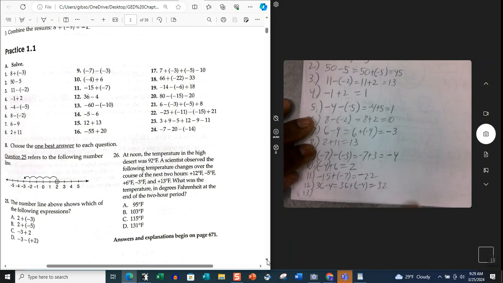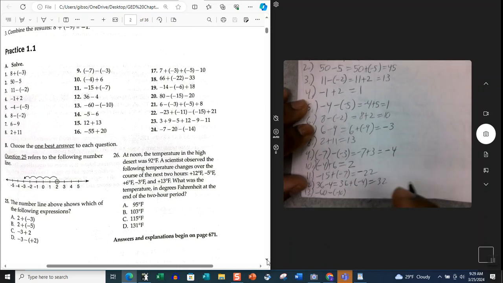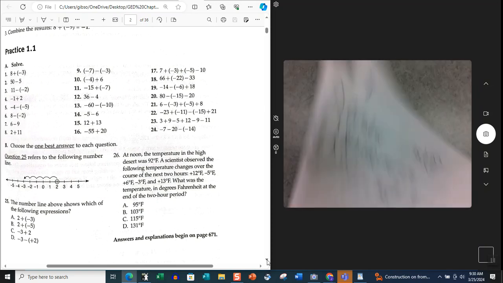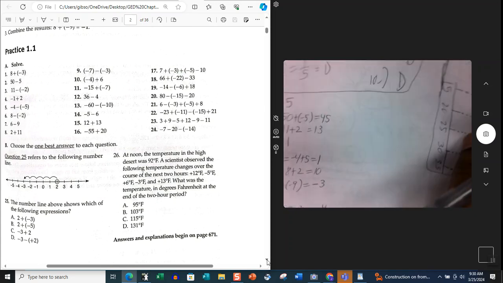Problem 13, we had negative 60 minus a negative 10. Now this goes back to problem number 3 and also problem number 6. We have minus a negative, and also problem number 9. So this would give us negative 60 plus 10. Now 60 is larger than 10, so we would carry over our negative sign, and 60 minus 10 is 50. So our answer here would be negative 50. So that took care of the first 13 problems.